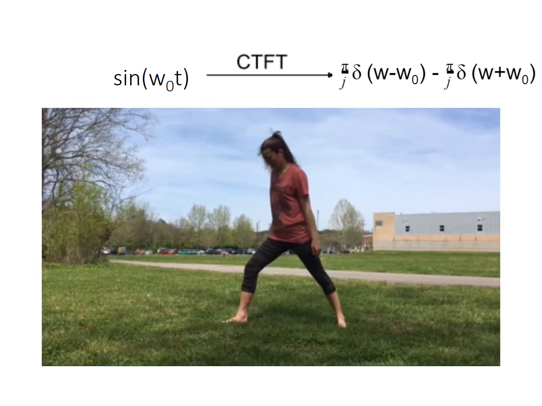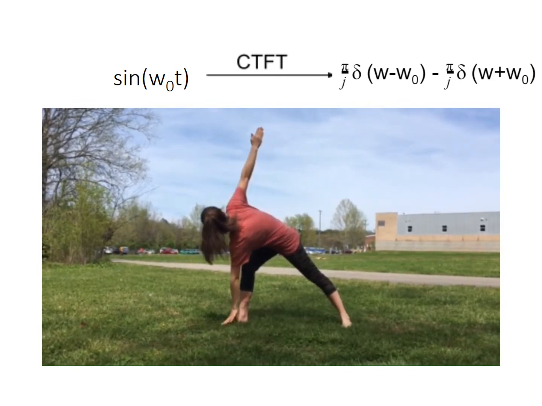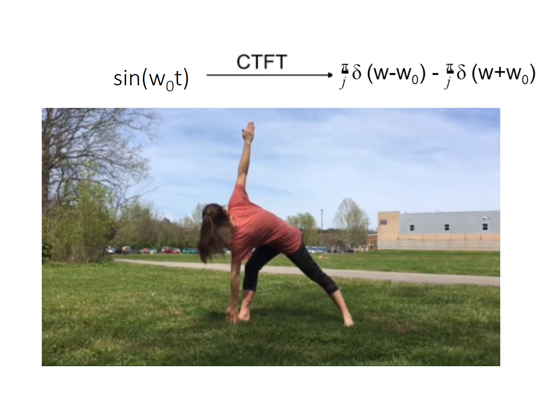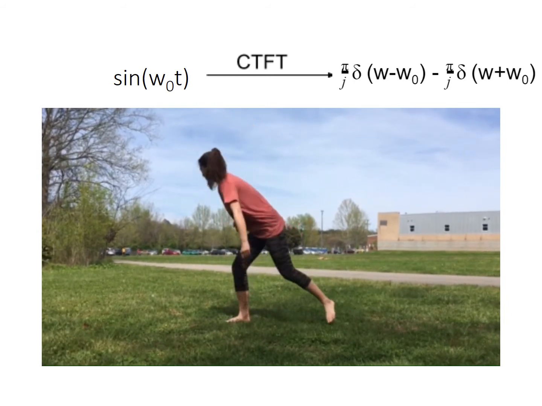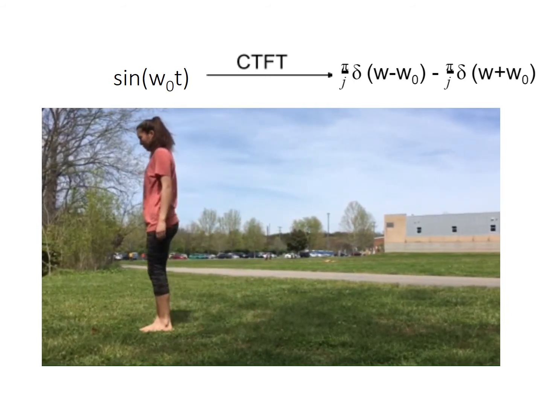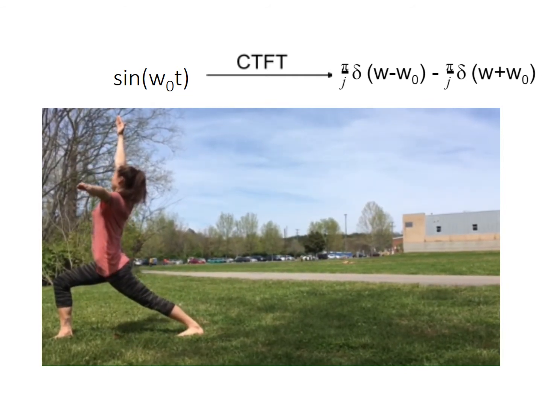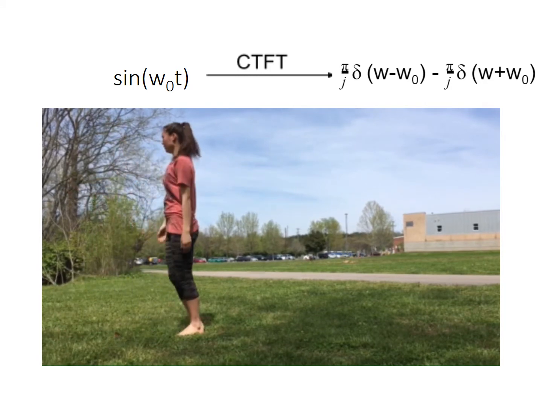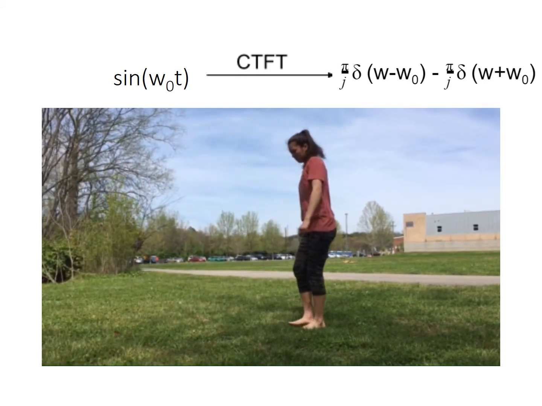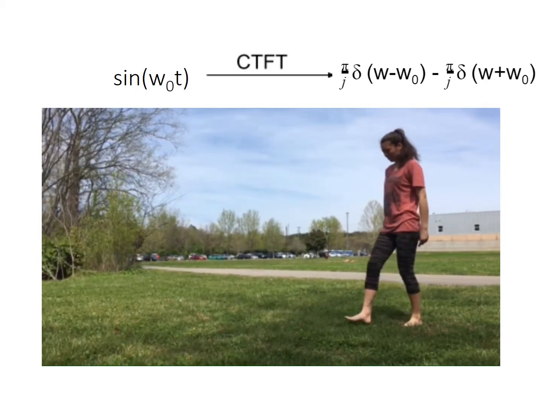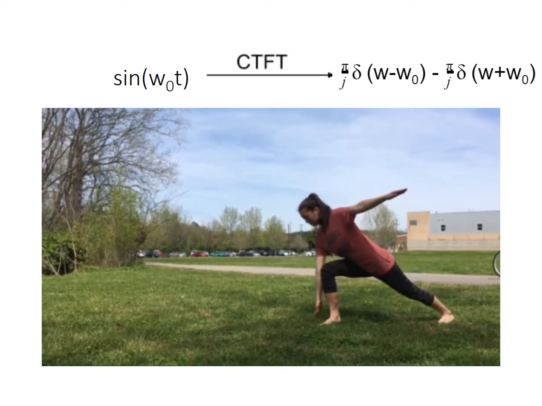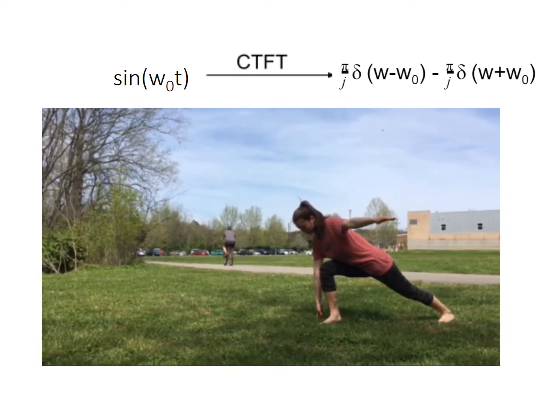Sine is transformed into shifted deltas, however, there's also a complex component. We represent that by keeping one arm to the side, because the complex plane is orthogonal to the real plane. Here we have a negative delta.